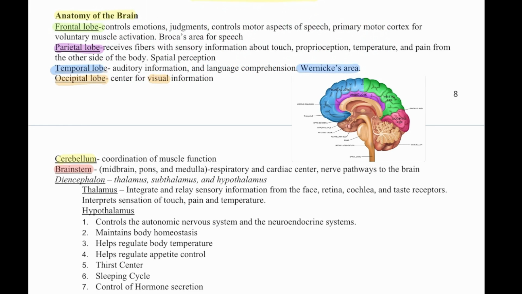Then we have diencephalon. This is our thalamus, subthalamus, and hypothalamus. So our thalamus integrates and relays sensory information from the face, retina, cochlear, and taste receptors. It interprets sensation of touch, pain, and temperature. Then we have our hypothalamus, which is going to control our autonomic nervous system and neuroendocrine system. It maintains body homeostasis, helps regulate body temperature, regulates our appetite, our thirst center, our sleeping cycle, and controls hormone secretion.